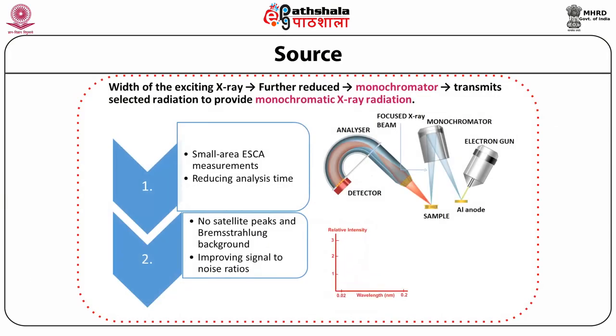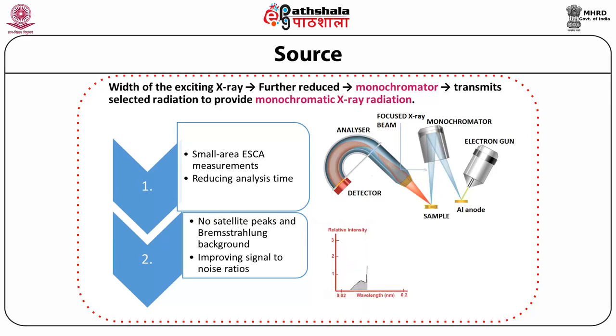The width of the exciting X-ray is further reduced when it passes through a monochromator, which transmits selected radiation to provide monochromatic X-ray radiation. There are two processes. One, small area ESCA measurements. Second, reducing analysis time. In the second procedure, we have no satellite peaks and very strong background. Improving signal to noise ratios, it will give.